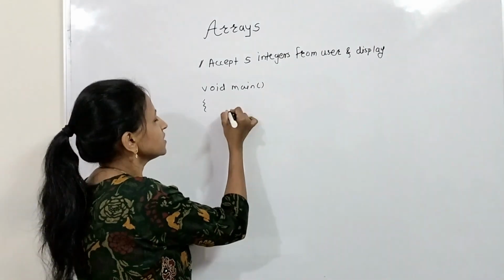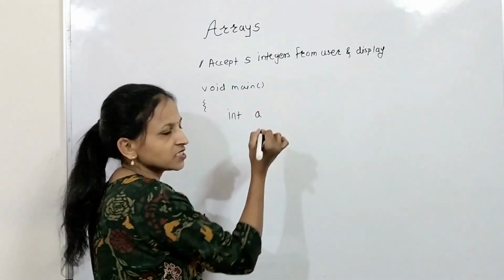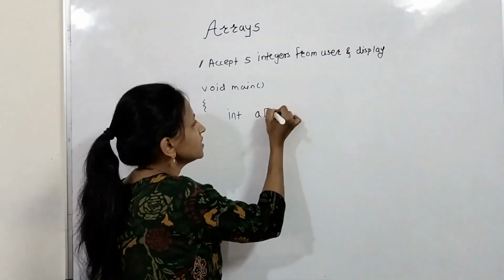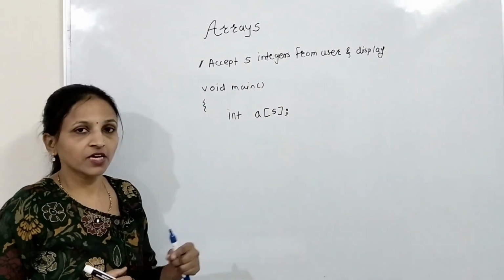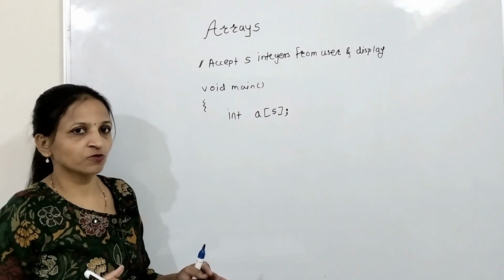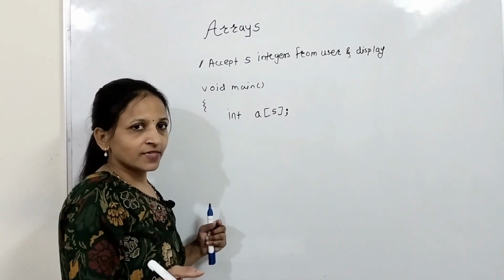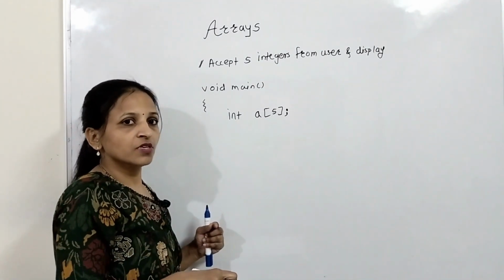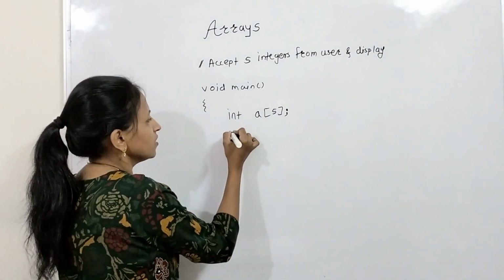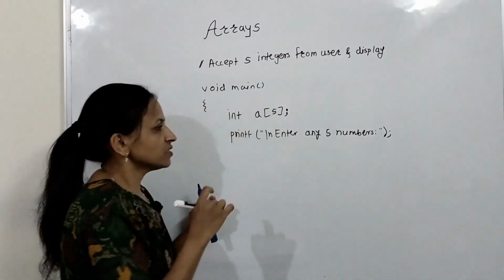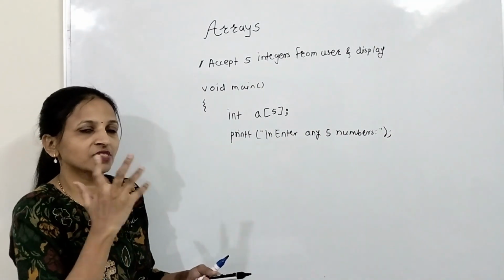Now how to do that? See, we will give data type as integer. The name of array, let it be a, and its size is 5. 5 is okay, because here we only have to accept 5 integers from user. Now see how to accept. We will give a message to the user to enter the 5 numbers. Okay, now see printf.